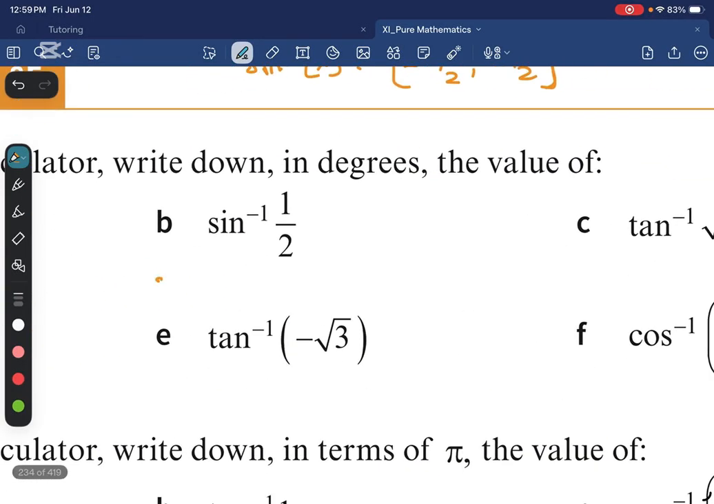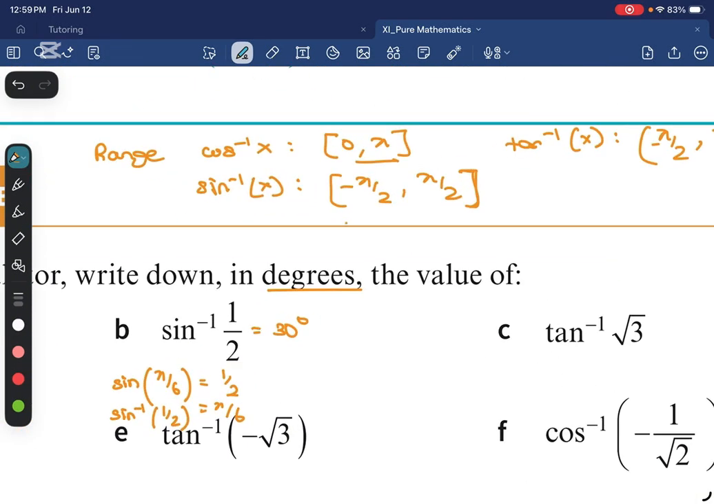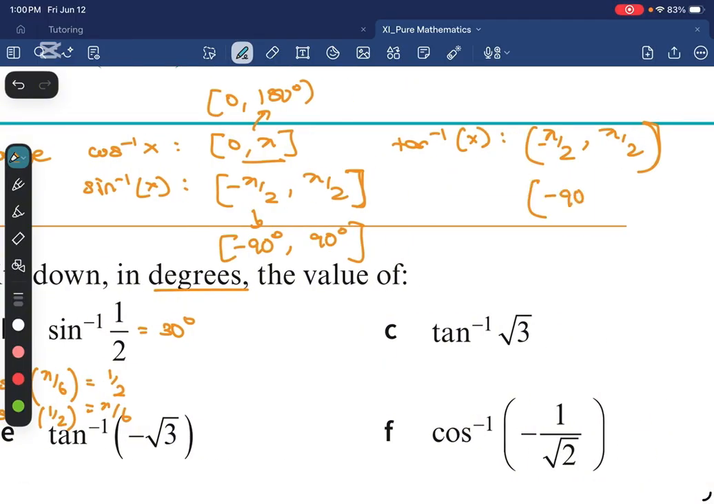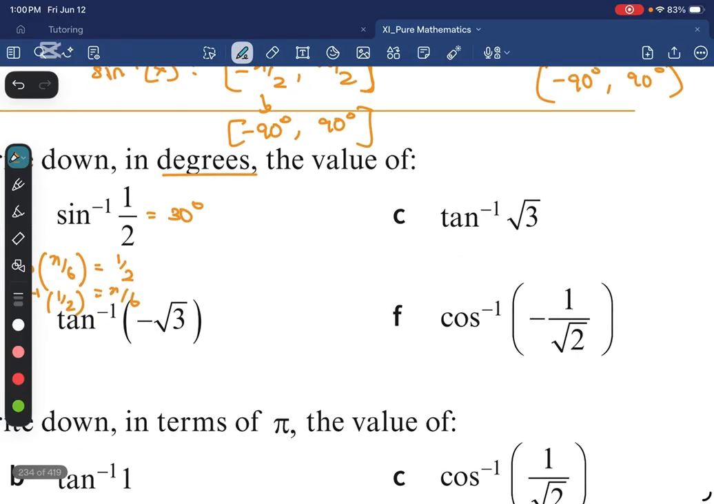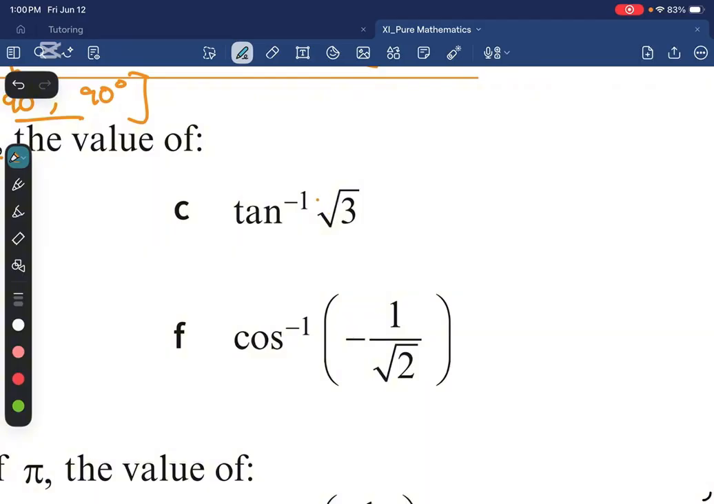Now remember, sine of what value? Pi by 6 is equal to half, so sine inverse of half is just going to be pi over 6. It says in degrees, so pi over 6 is 30 degrees. And you want to check, is 30 degrees inside the range? For cosine it is 0 to 180 degrees. For sine, it's negative 90 degrees to positive 90 degrees. Is it inside the range? Yes, pi by 6, 30 degrees is inside.